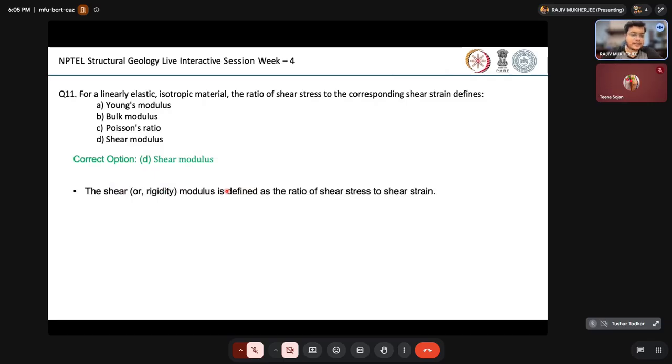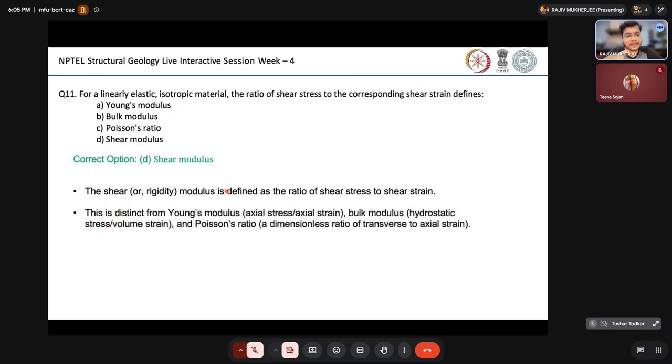as the ratio of the shear stress to the shear strain. And this is distinct from Young's modulus because Young's modulus represents the axial stress divided by the axial strain. It is also different from the bulk modulus because bulk modulus is basically the hydrostatic stress divided by its volumetric strain. And Poisson's ratio is actually a dimensionless ratio between transverse to axial strain itself. Right. So that's how the shear modulus, or also known as the rigidity modulus, is being defined. Okay, so moving on to the next question then.